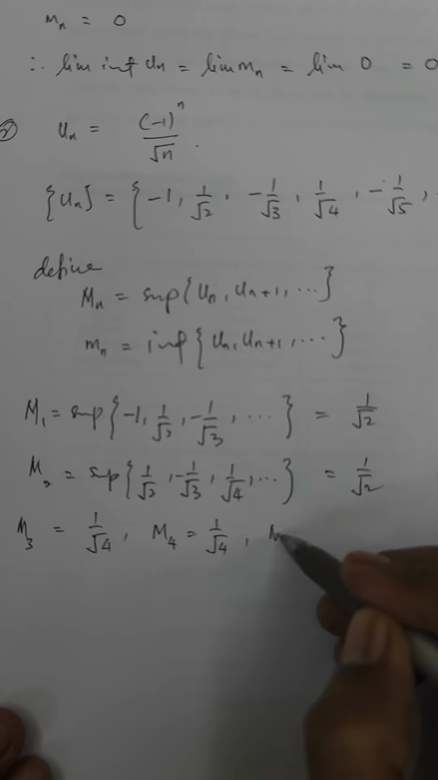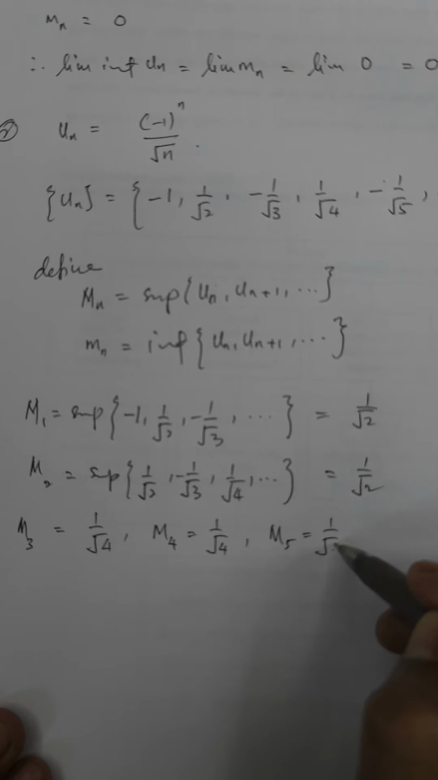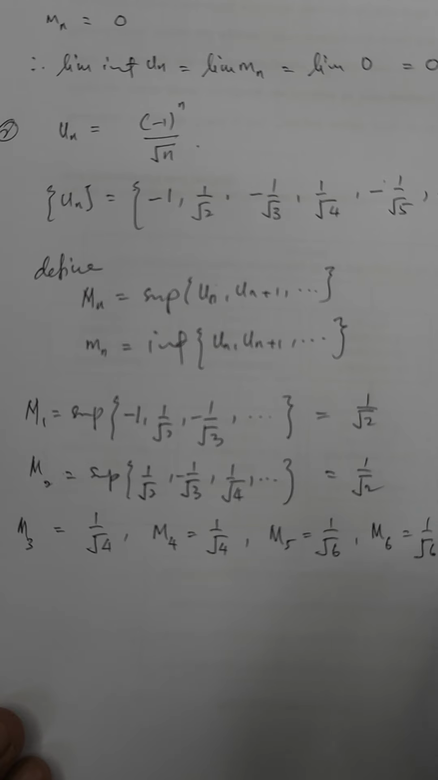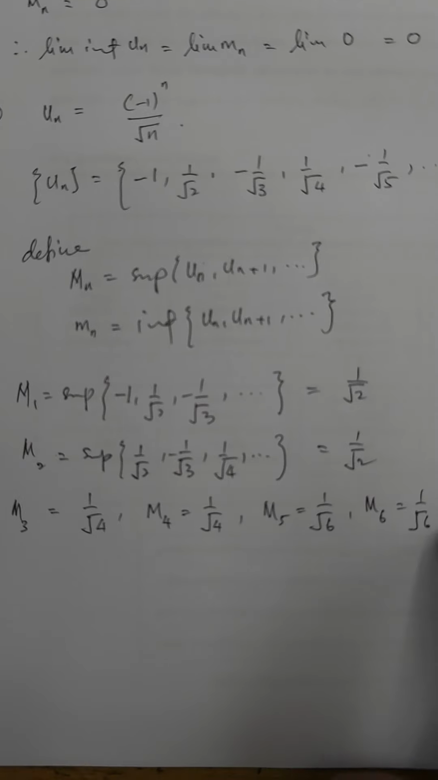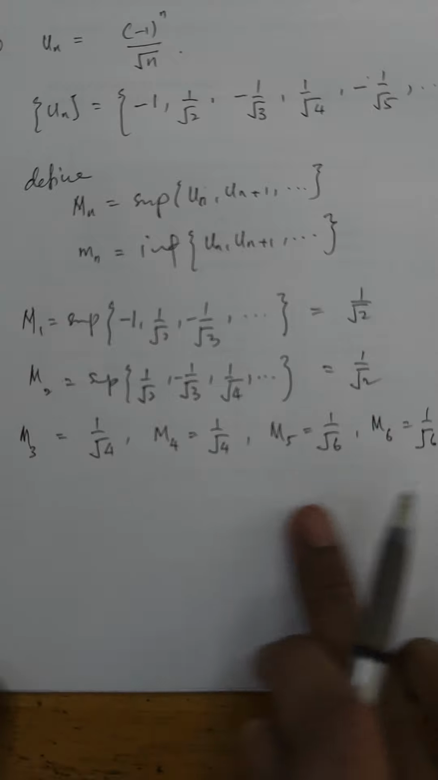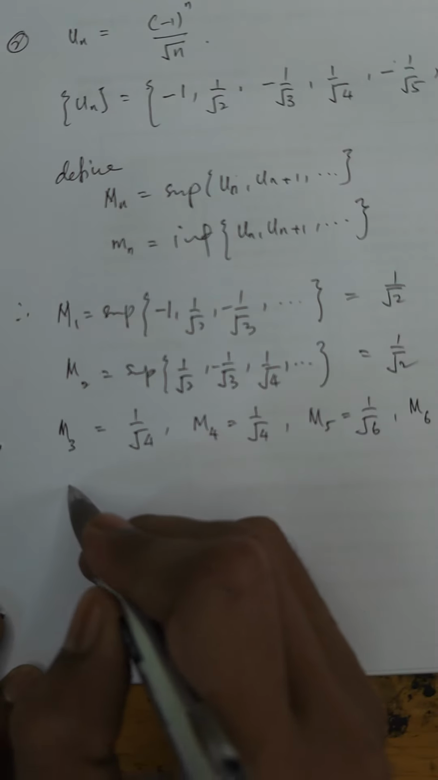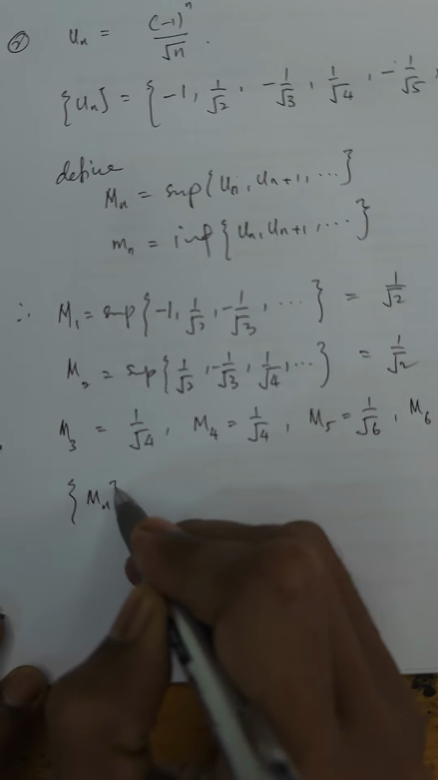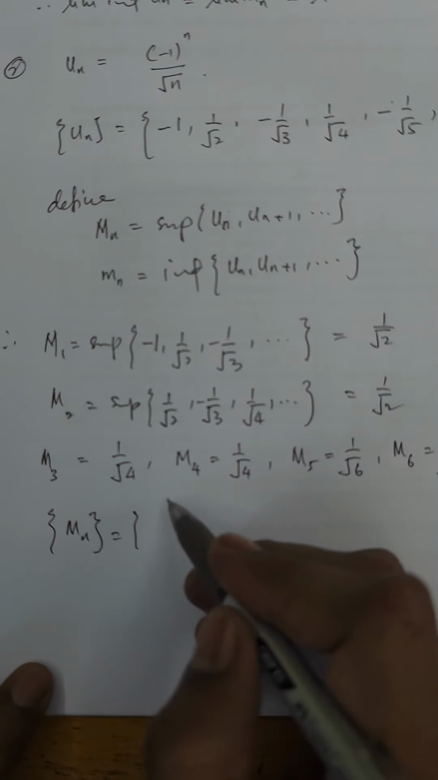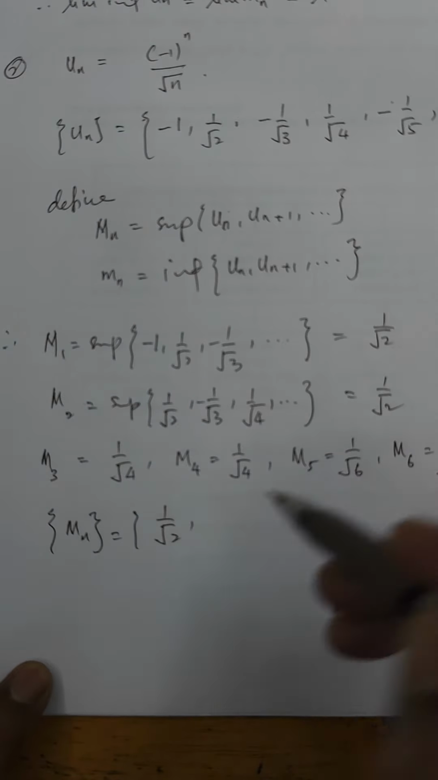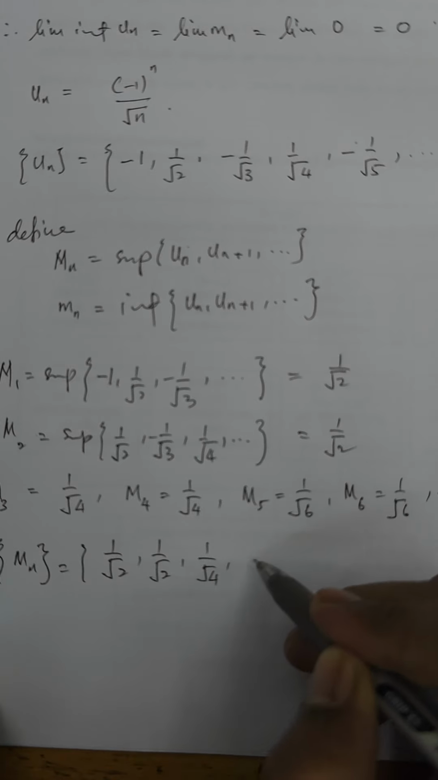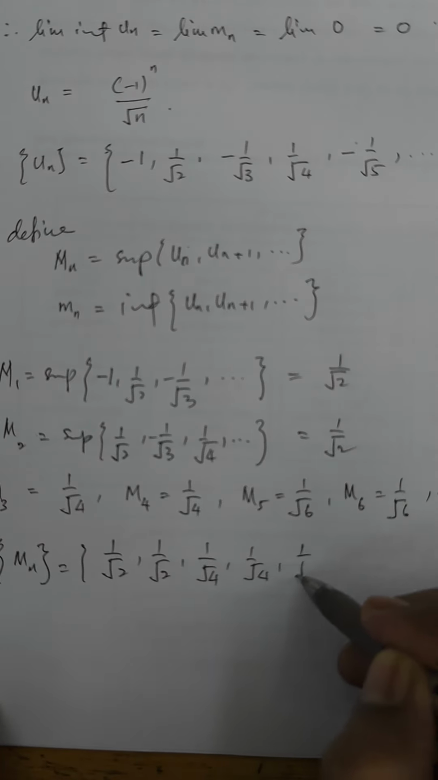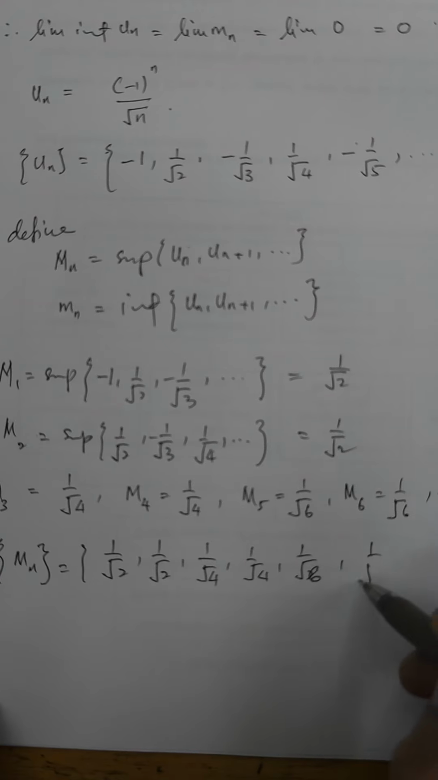Alright, M5 is 1 over √6. M6 is 1 over √6, and so on. So from here, look carefully. If you rearrange this to give you the sequence of Mn, what you get is 1 over √2, 1 over √2, 1 over √4, 1 over √4, 1 over √6, 1 over √6, and so on.